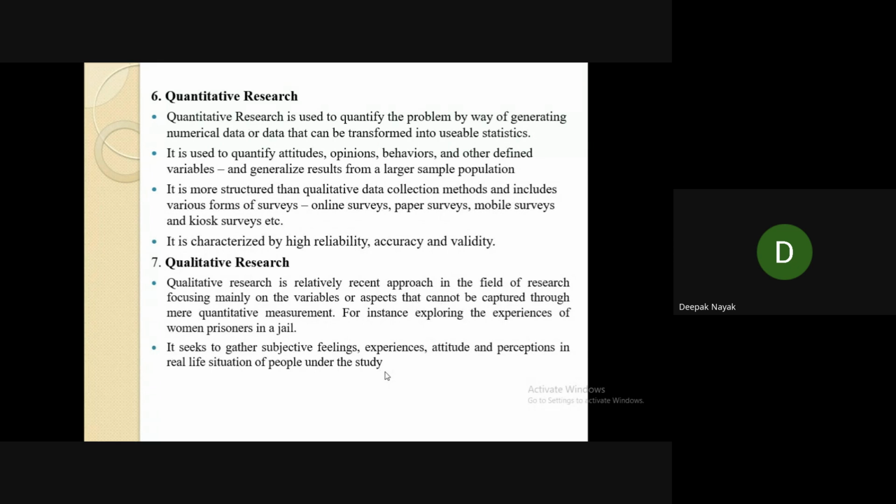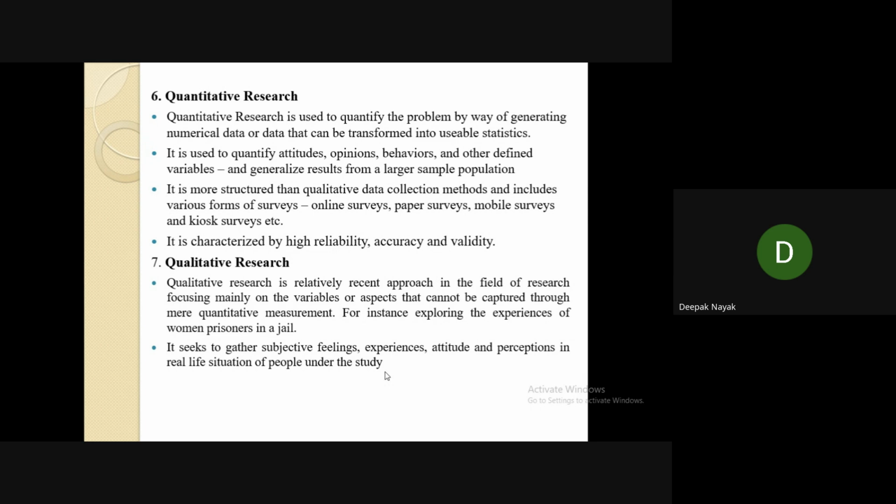This is how, when you try to find the numerical aspect of a thing, you try to quantify your findings, then you go for quantitative research using some statistical tools, some statistical models. Then you try to justify. And quantitative research basically believes in numbers.